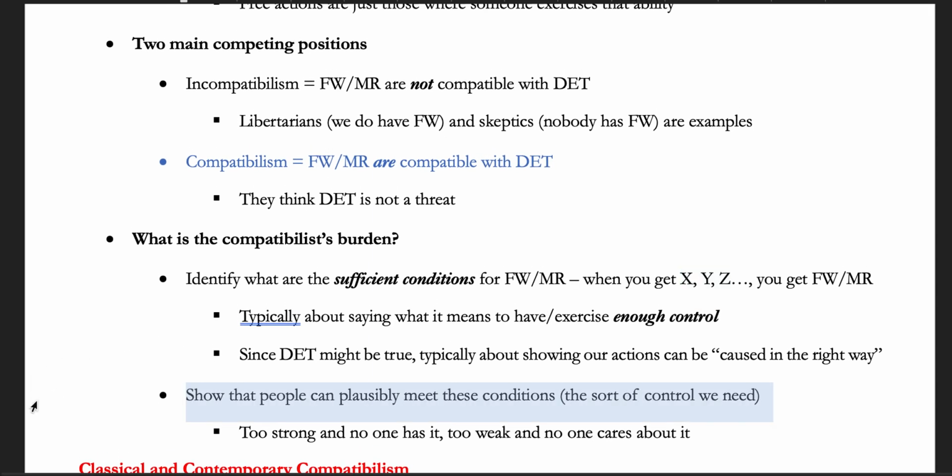All right. And then McKenna says the other thing that they have to do is, whatever they fill in for these, whatever they say is enough for freedom and responsibility, those conditions have to be plausible enough for people to actually have free will and moral responsibility.